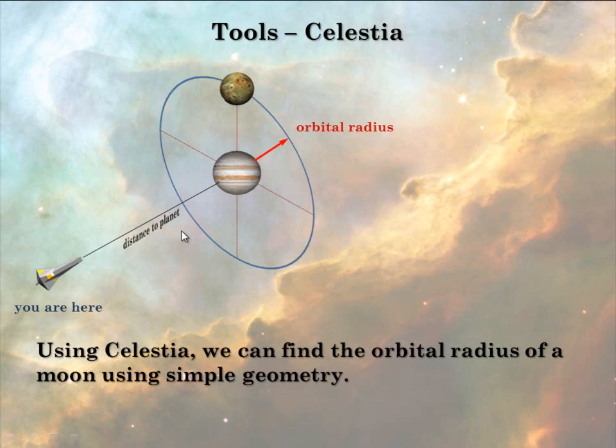Celestia will also give us the distance from your spacecraft to the moon. So knowing the distance to the planet, knowing the distance to the moon, the radius of the planet and the radius of the moon, we can find the orbital radius pretty easily. Let's take a look at the details.